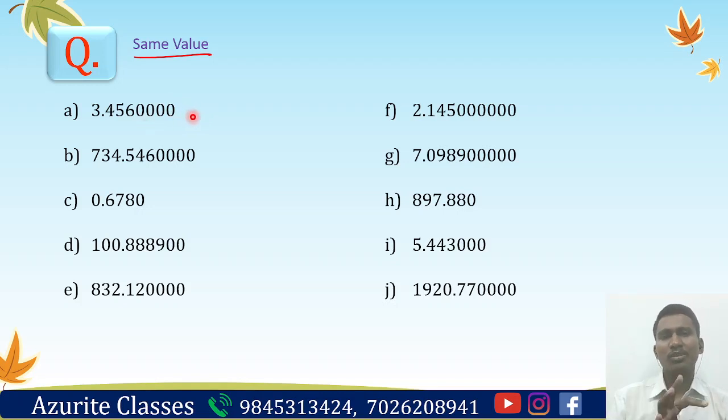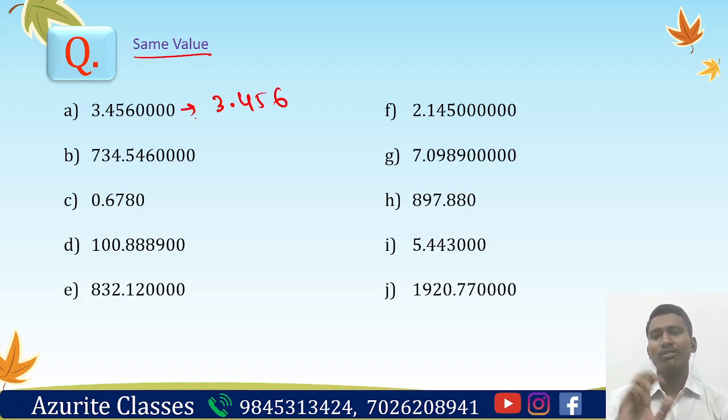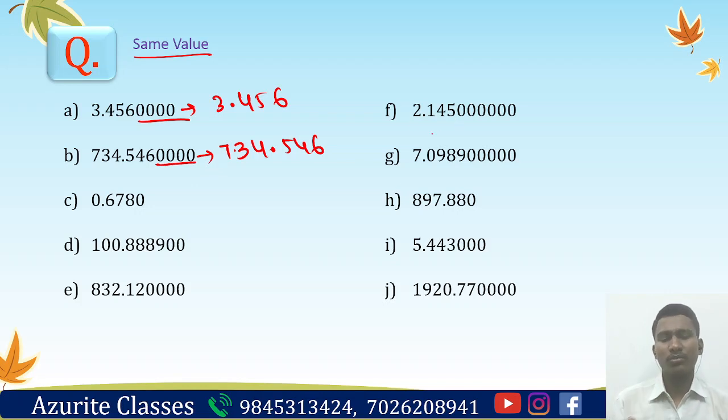So after the decimal point, you can write any number of zeros. So if I want to write this, what will it be? 3.456. I will just remove the zeros. It will be the same thing, right? So next is 7 point 734.546. I will just remove the zeros. It is the same thing. We can add the zeros or we can remove the zeros.